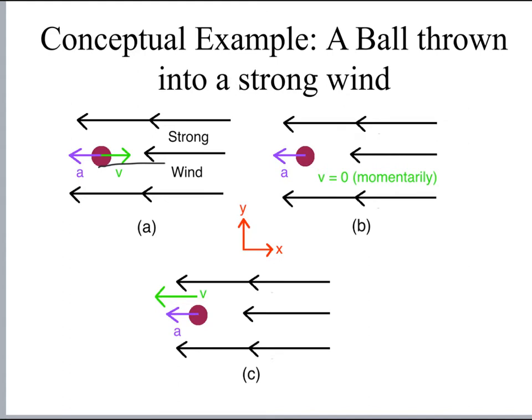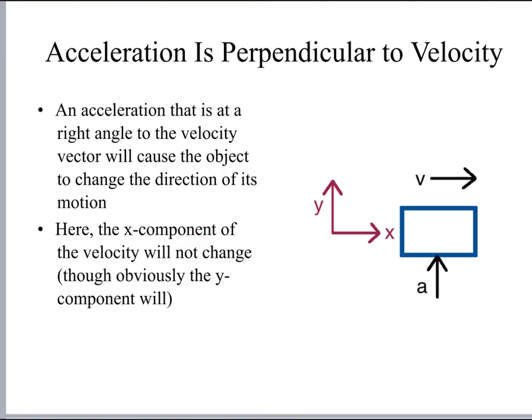And so that's kind of what I want you guys to take away from this, understanding what's happening with the velocity vector for different types of accelerations. Now here we have a different scenario. The acceleration is perpendicular to the velocity. So here v is going in the x direction, a is going in the y direction.